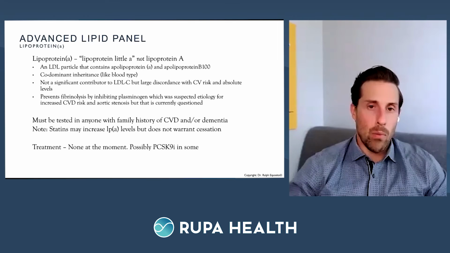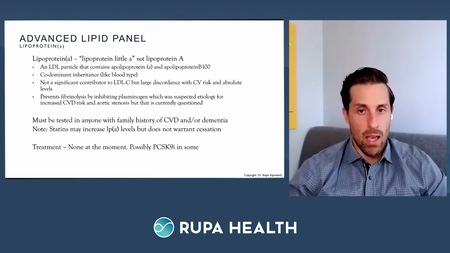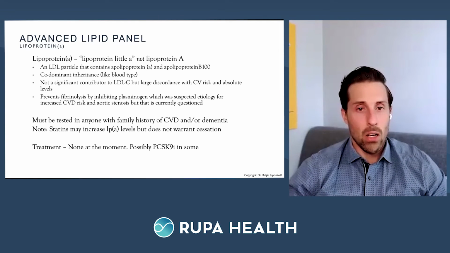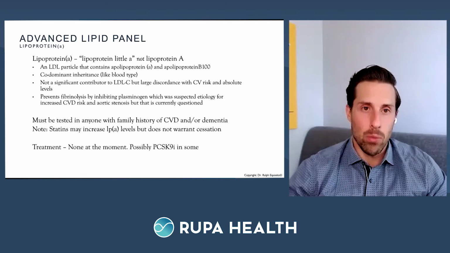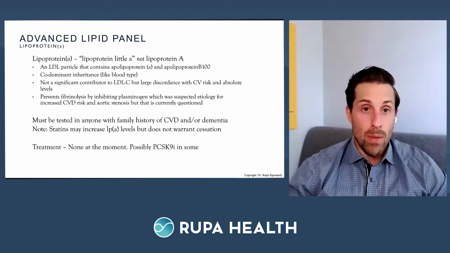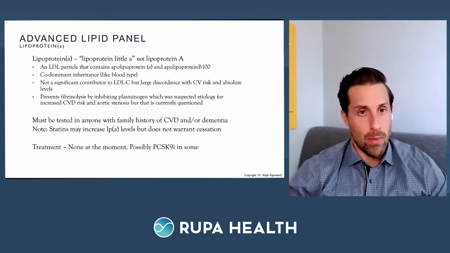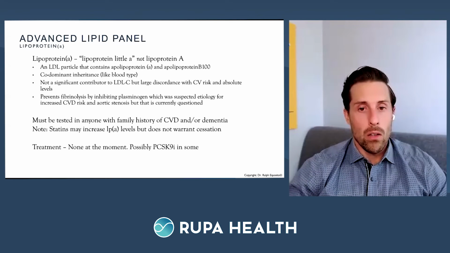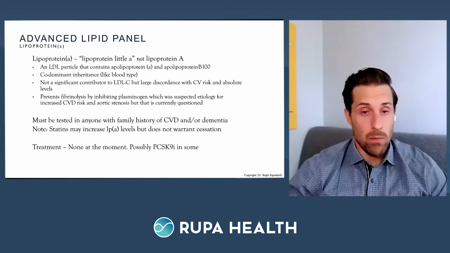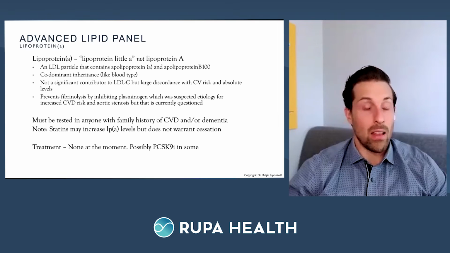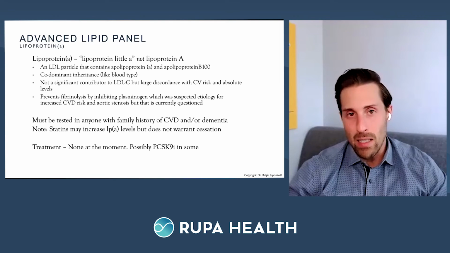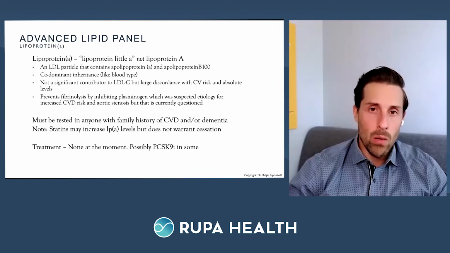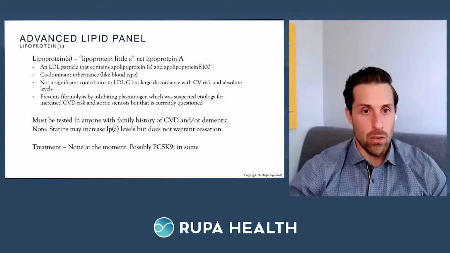Important to talk about lipoprotein(a), not lipoprotein A, and its codominant inheritance, kind of like blood type. So some people might have a very, very high level, some people might have a low level. Usually I use a cutoff of around 50. And if individuals have elevated lipoprotein(a), immediately their risk goes up. Number one, we know that their risk for aortic stenosis increases.